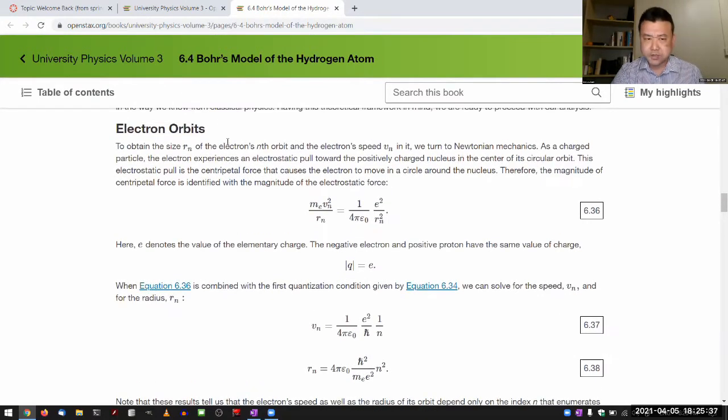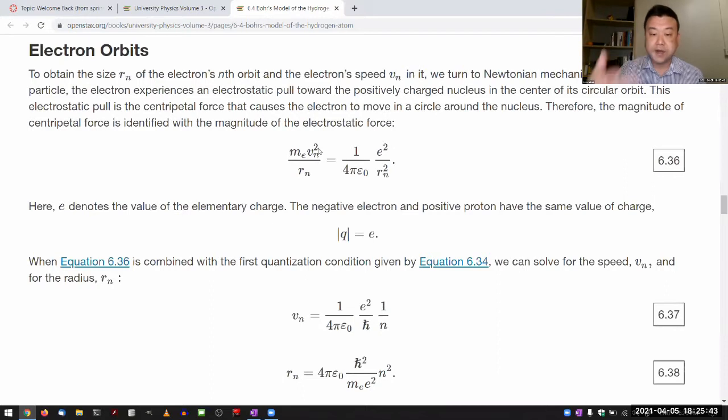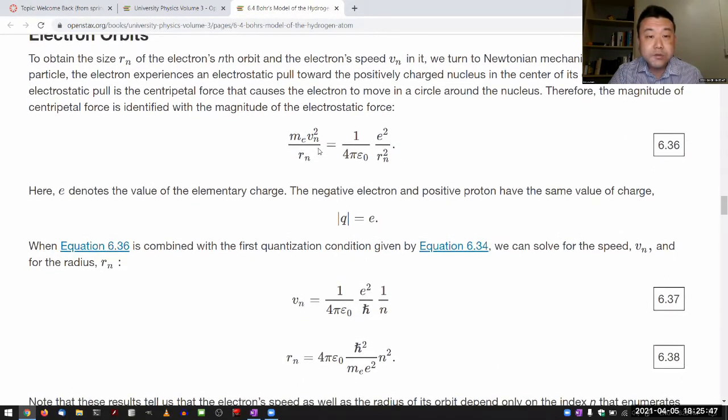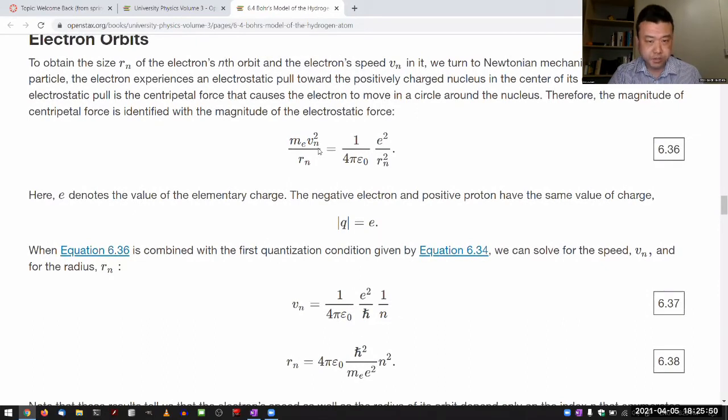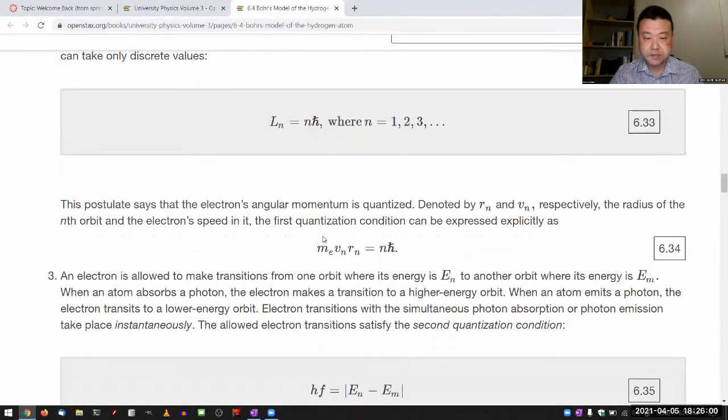You go through what is essentially classical analysis of the electron orbit. And as you go through this classical analysis of the electron orbit, at some point you impose a condition. This is where they impose the condition. There's a relationship between the allowed velocity and allowed radius. It's connected by this.